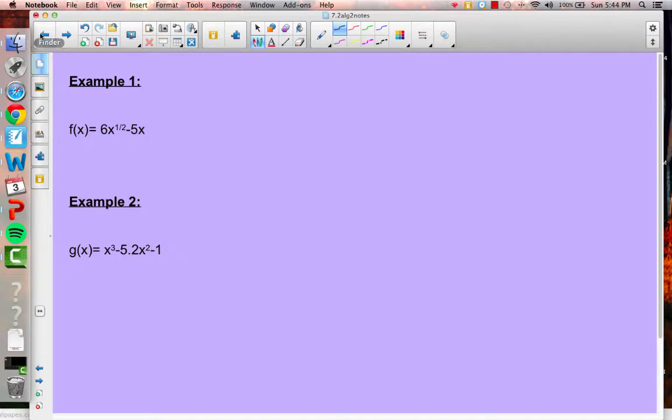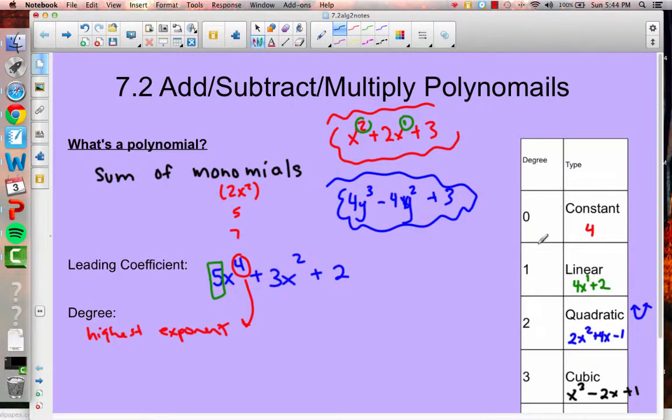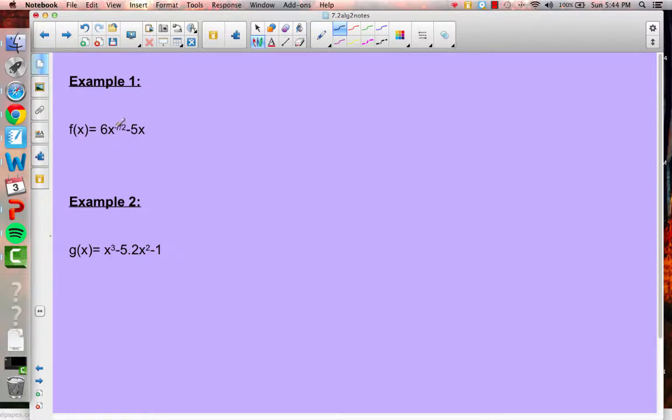Well, did we have a degree in this table that was a fraction? No, we didn't. Okay, so in this example, this is not a polynomial because you have a degree in there that is a fraction. You cannot have a fraction in your exponents or any decimals or anything like that.